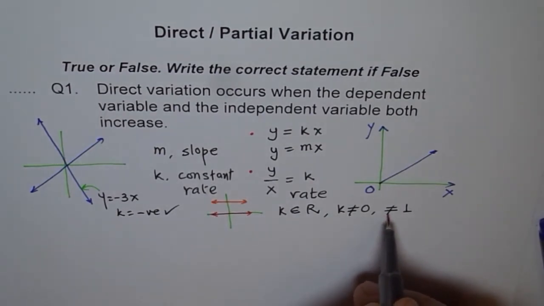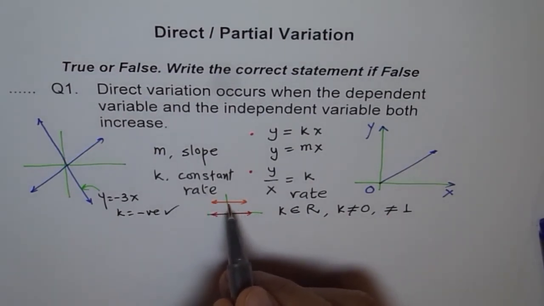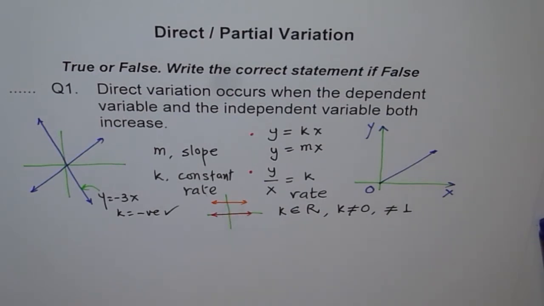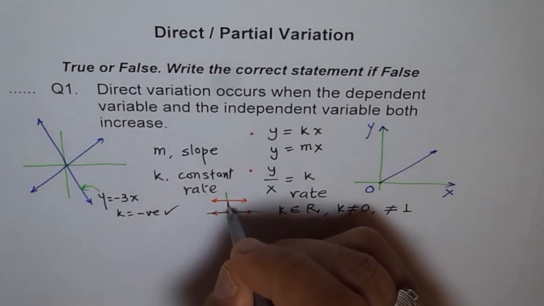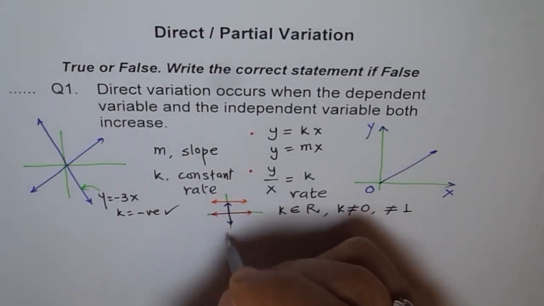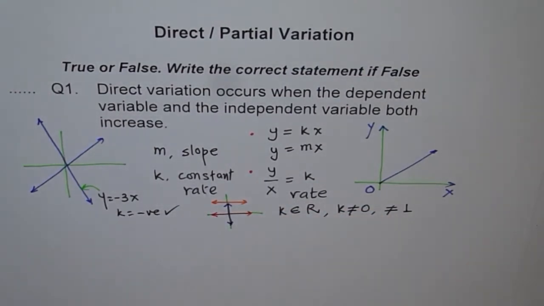Here k is 1. We say y equals, let us say, 5. But there is no variation in y. So this is not a direct variation. Well, it is not going through the origin either. Now if I draw a vertical line here, then this vertical line goes through the origin, but there is no direct variation in this line. So those are the exceptions. When we write it, k cannot be 0, k cannot be 1.